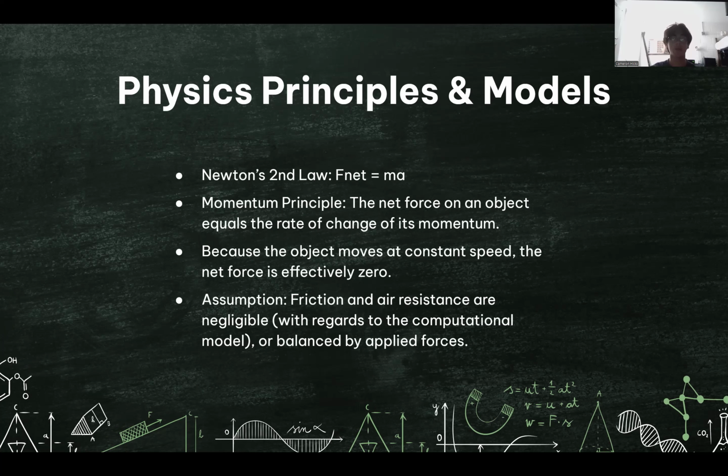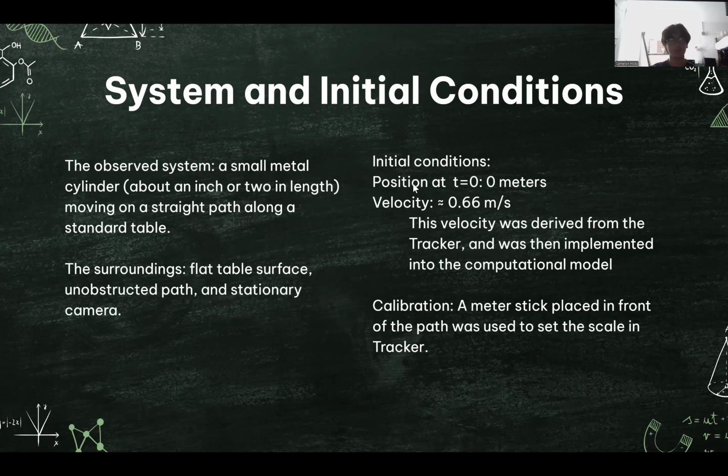We have to assume that friction and air resistance are negligible, because in the computational model, we can't accurately incorporate a way to calculate friction and air resistance. And within the parameters of our experiment, which we will go over, we can see that friction and air resistance are not needed to accurately gauge data.